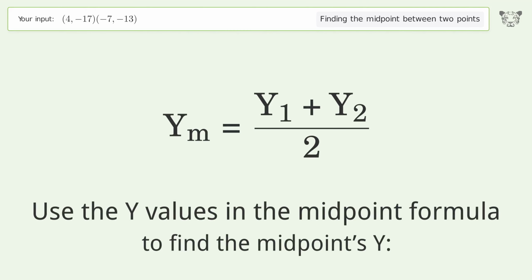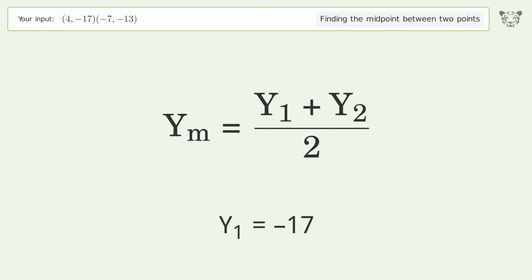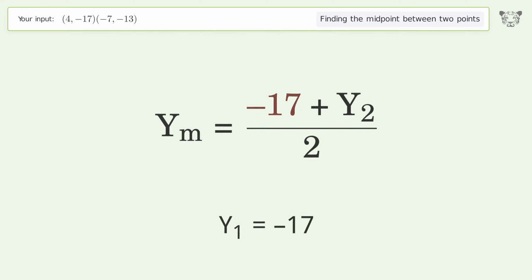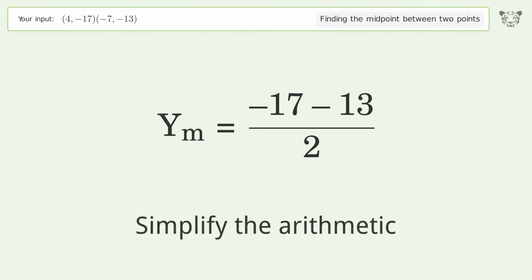Use the y values in the midpoint formula to find the midpoint's y. y1 equals -17. y2 equals -13. Simplify the arithmetic.